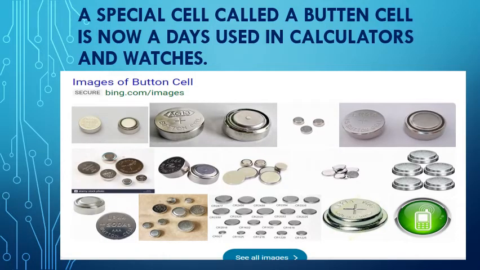A special cell called a button cell is nowadays used in calculators and watches. You can see the images of the button cells. The different shapes and sizes of button cells have been displayed in the images. See the button cell, the smallest button cell we are using in watches, some button cells we are using in calculators and many more.